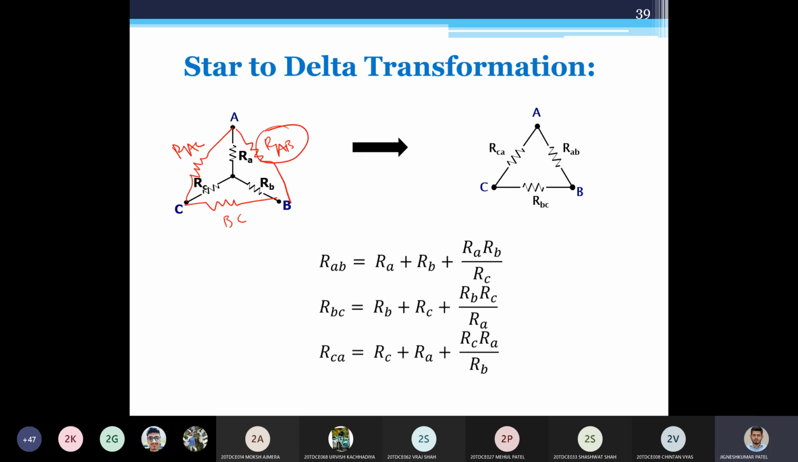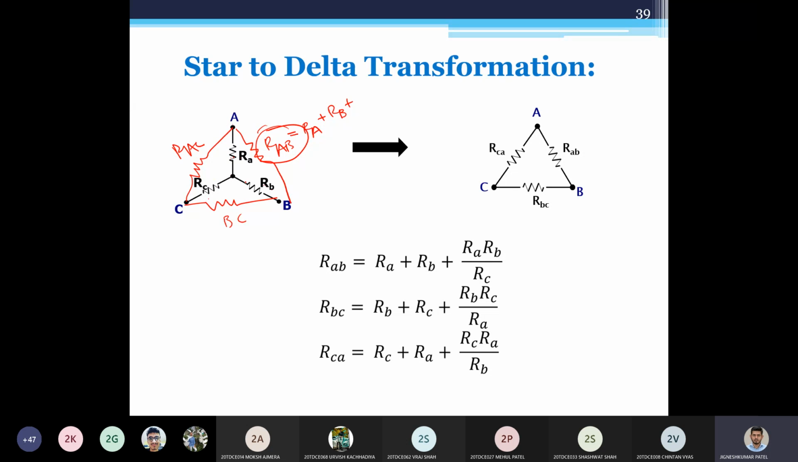Now to find out RAB, I'll take help of RA, RB, and RC. But how? Whenever you're finding RAB, a delta resistor from a star, this is a star, I am converting it to delta. So in delta you will see two combined nodes A and B. So what would be the equation? I have to add these two first. Which branch I am finding, I'll add those two. So I am finding RAB, so I'll add RA, I will add RB. Other than that, also there will be influence of this.